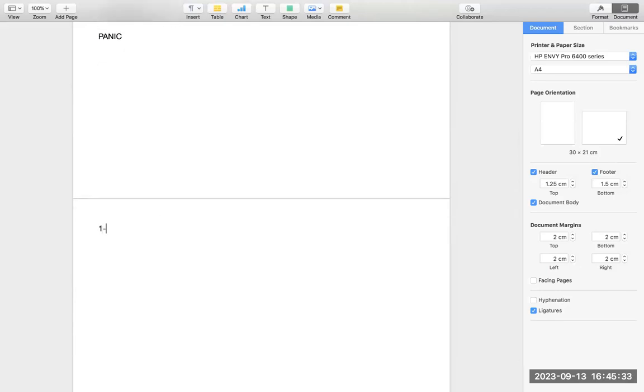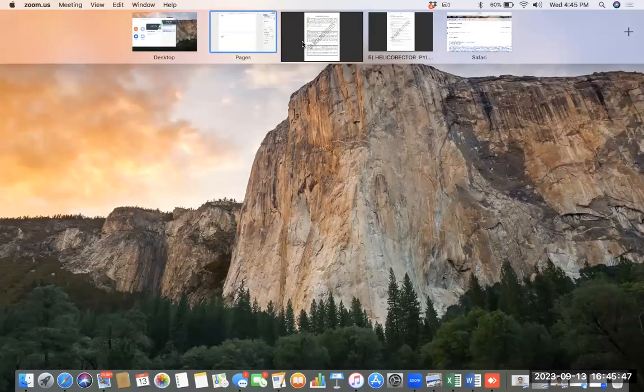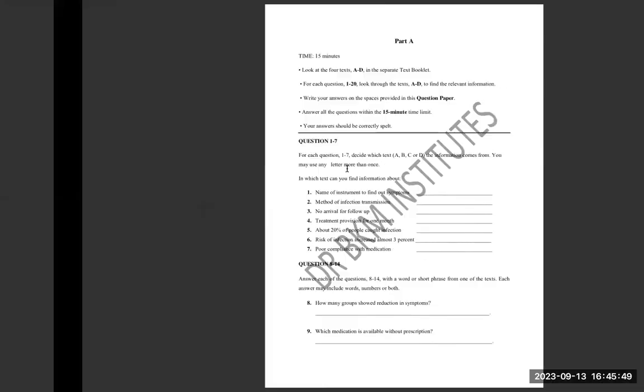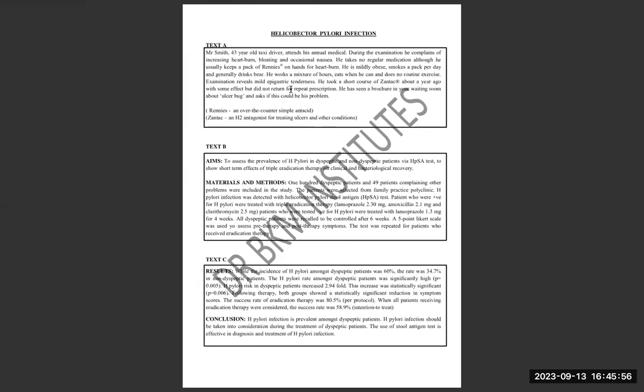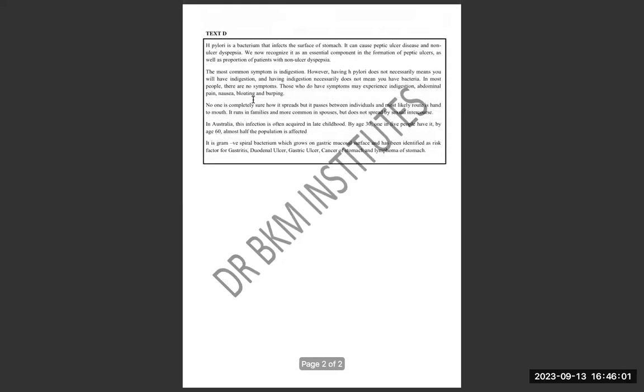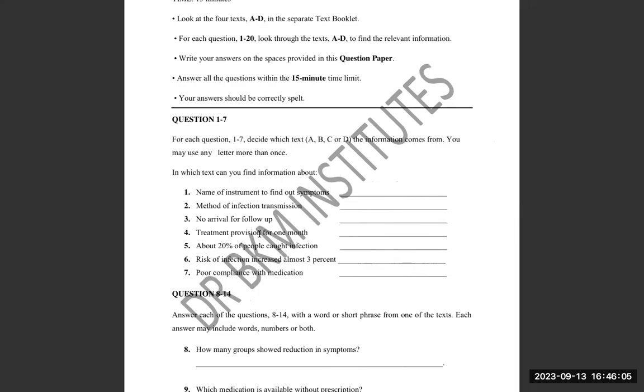In questions 1 to 7 of reading part A, you have to just write A, B, C, D. So these are the four texts. I will take an example from here. So this is the question paper you're going to get. In questions 1 to 7, you just have to write A, B, C, D, meaning text A, text B, text C, and text D. You just have to write in which text it has been given. So the first 7 questions are very simple.